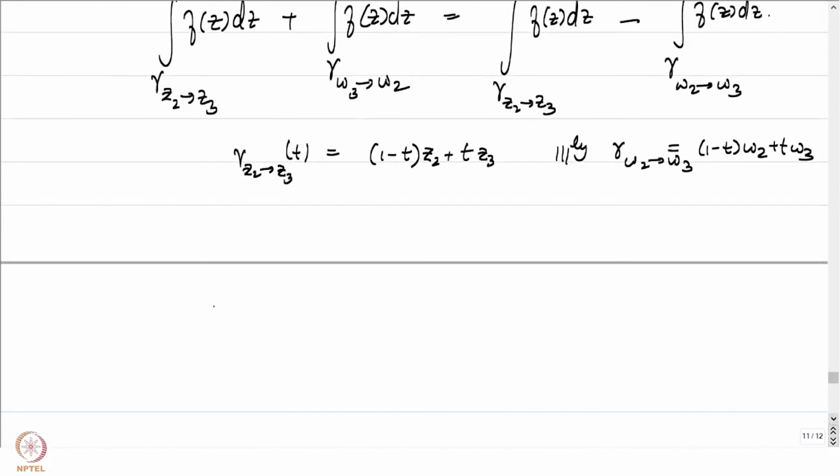We are only using the definition of the integral of a continuous function on a curve to write whatever we are writing just now. This is going to be f of 1 minus t times z2 plus t times z3. This is a straight line path. Remember, it is a straight line path and hence it is going to be smooth, and gamma prime t is just going to be equal to z3 minus z2, which is not dependent on t from 0 to 1.